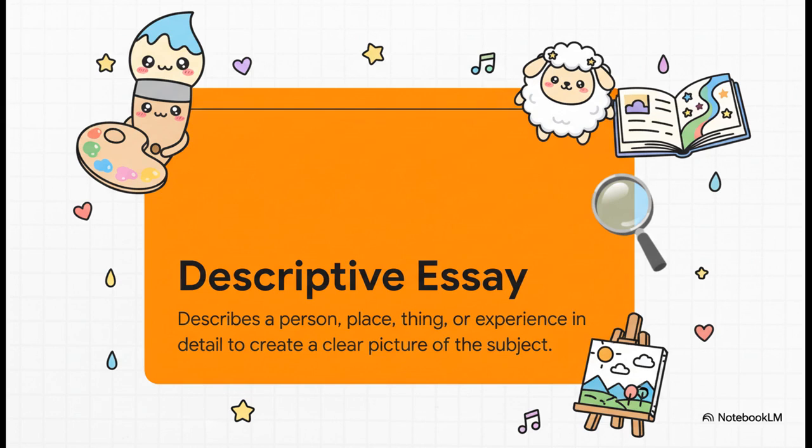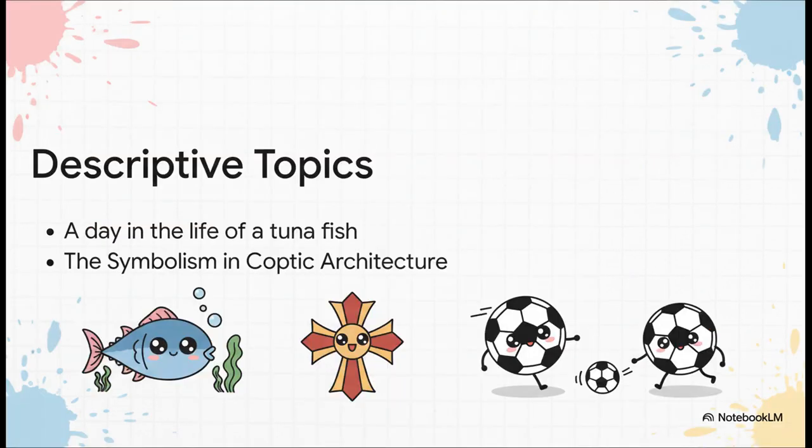Now, if the explainer is like a technical manual, the painter is a canvas. This is not about explaining facts at all. It's about using vivid, sensory language to make the reader literally see, feel, and experience your subject. Take a day in the life of a tuna fish. Your goal there isn't to list a bunch of facts from marine biology. No way. It's to make your reader feel the chill of the deep ocean, the thrill of the hunt, that constant threat of danger. You are literally using words to transport them to a different world.